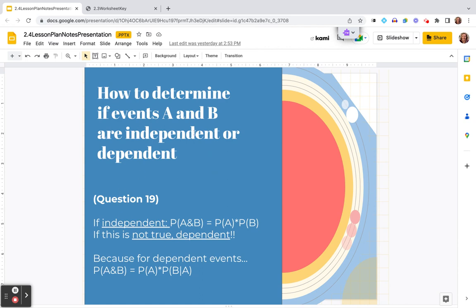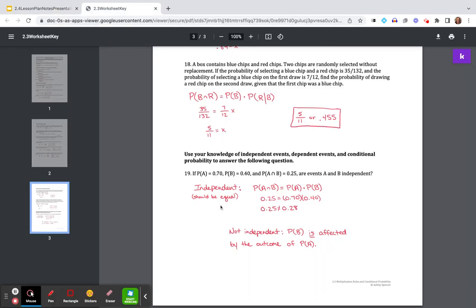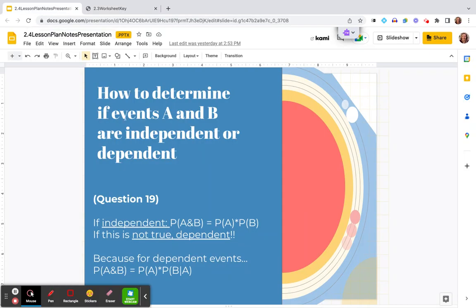But this was the thing that I wanted to clarify from actually question 19 on this 2.3 homework. So sometimes questions are going to ask you, or it says probability of A and B is this, probability of A is this, B is this. Are these two independent or dependent? And how do we find them?